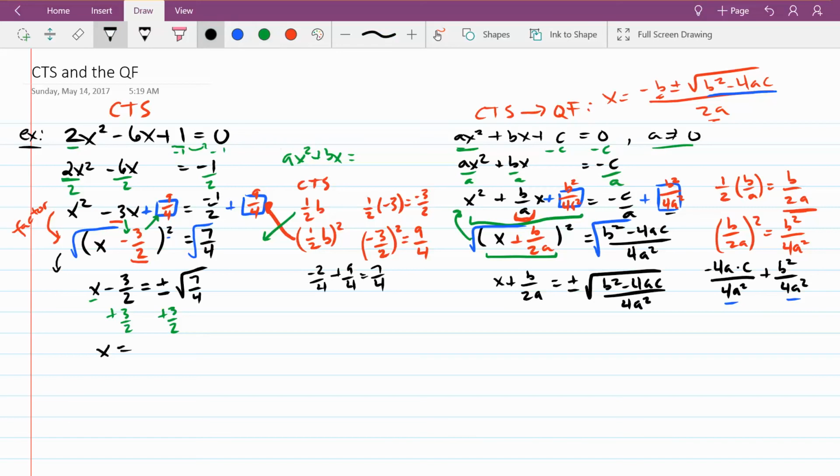X equals, now notice square root of 7 over 4. Square root of 7 over 4 can be written as square root of 7 over square root of 4, which is square root of 7 over 2. I'm going to go ahead and write it like that on this step. So we have a positive 3/2, and we're adding and subtracting a square root of 7 over 2.